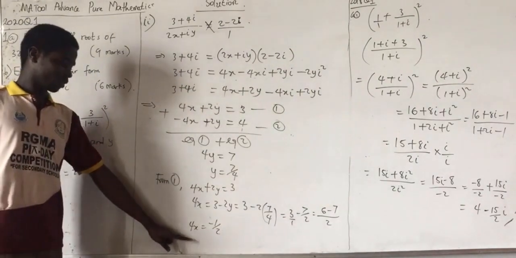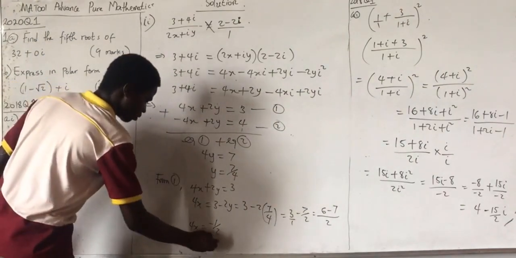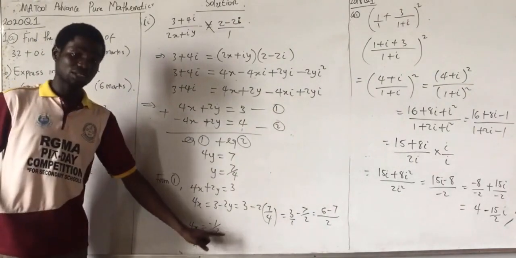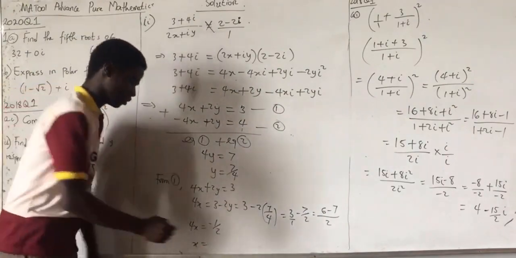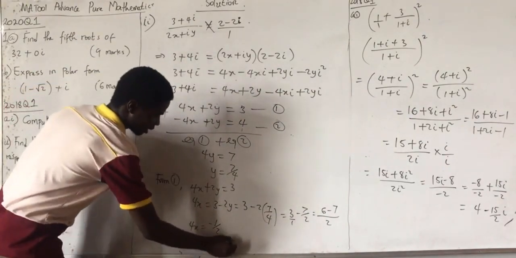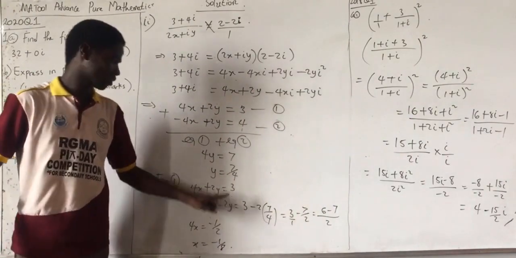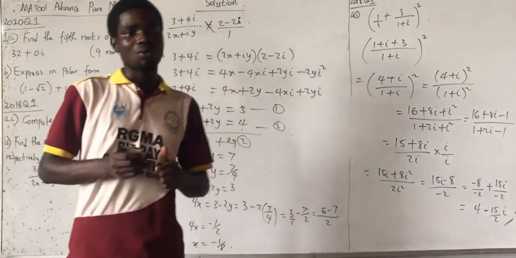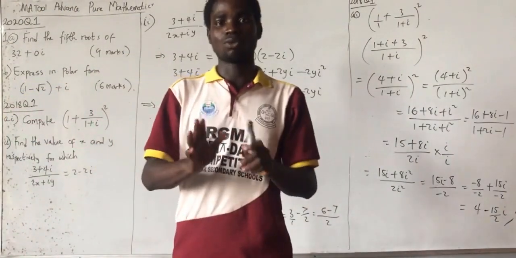Divide both sides by 4. If you divide both sides by 4, x will be equal to, just press minus 1 over 2 divided by 4 on your calculator. You will get minus 1 over 8. So that means x is minus 1 over 8, y is 7 over 4. And once you do something like this, you will get full marks.